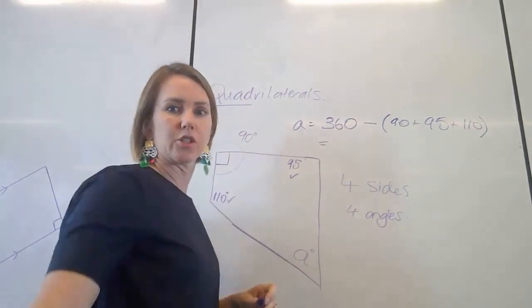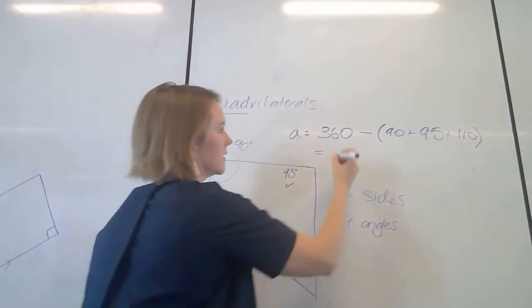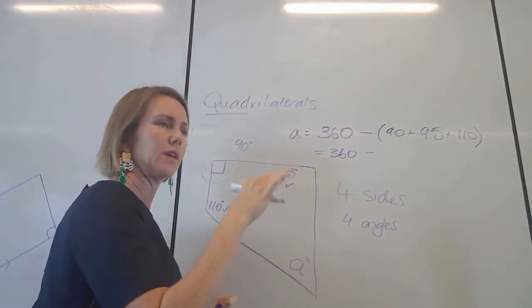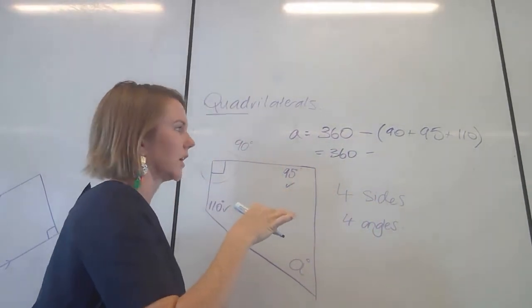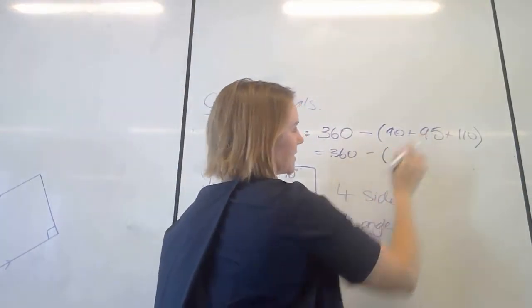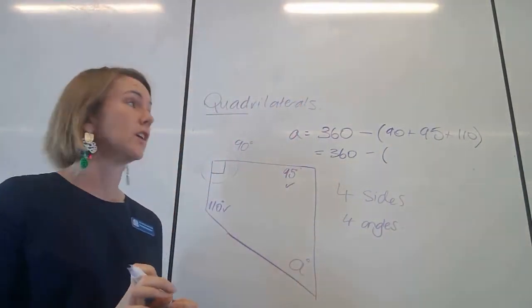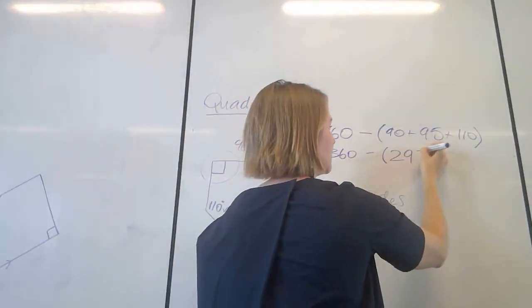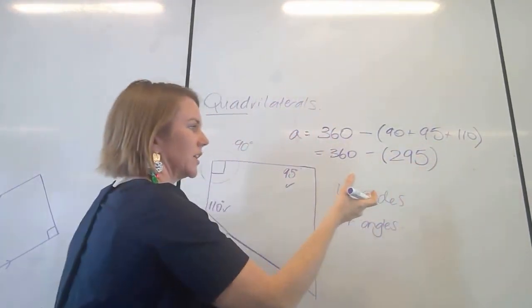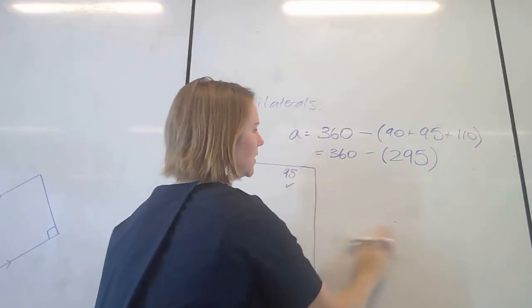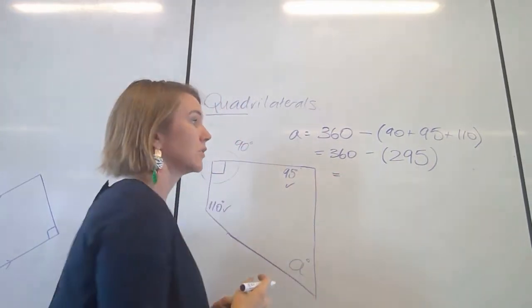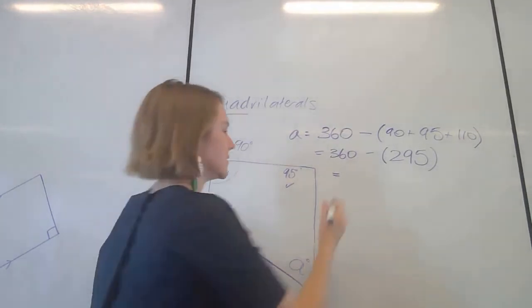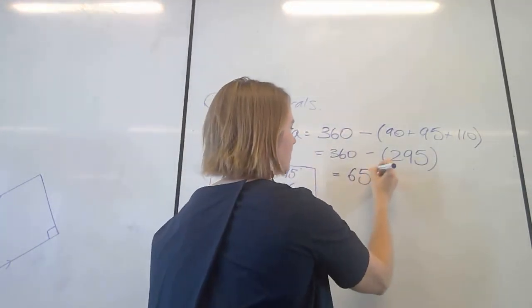Okay? And then I show my working again. So you should really always have 2 lines of working. And you would never try to do this in your head. Okay? So 90 plus 95, 185 plus 110, 295. Okay, the bracket's not entirely necessary there, but you can have them if you want. So A equals 65 degrees.